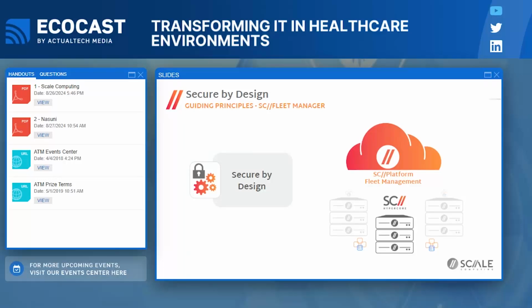This is a cloud-based tool that orchestrates and monitors fleets or multiple clusters out in the field. A key security feature of Fleet Manager is its outbound-only communication strategy. Traffic is initiated from HyperCore, which is running on-prem behind a firewall, and then it talks to Fleet Manager, allowing for only those outbound connections. This enhances security.